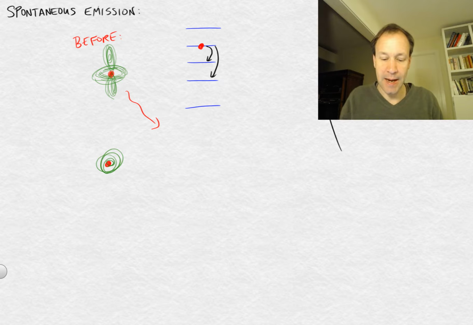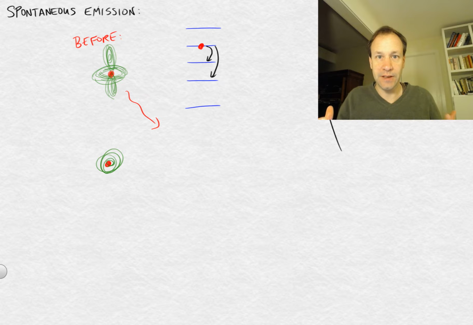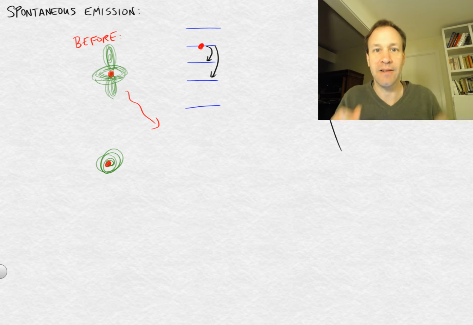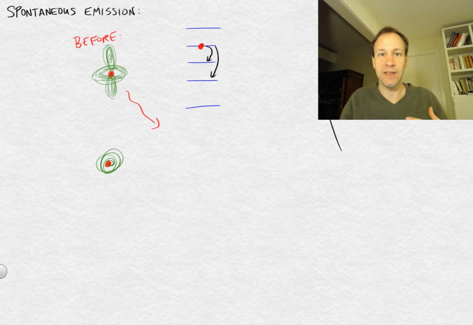And so it's called spontaneous emission because it is not caused by any background electromagnetic radiation. So it's different from the stimulated emission, where the background radiation is causing the transition from the higher state to the lower state.